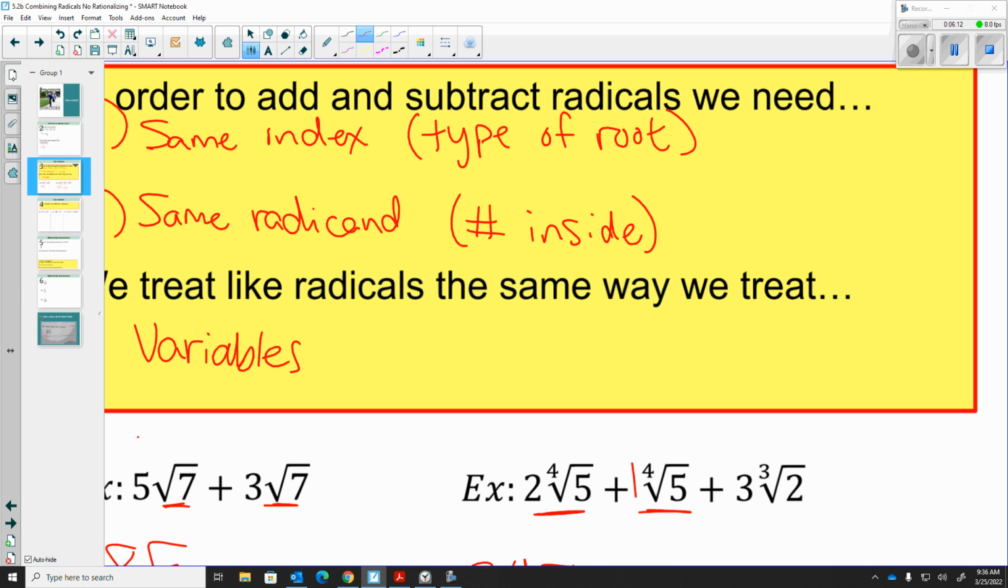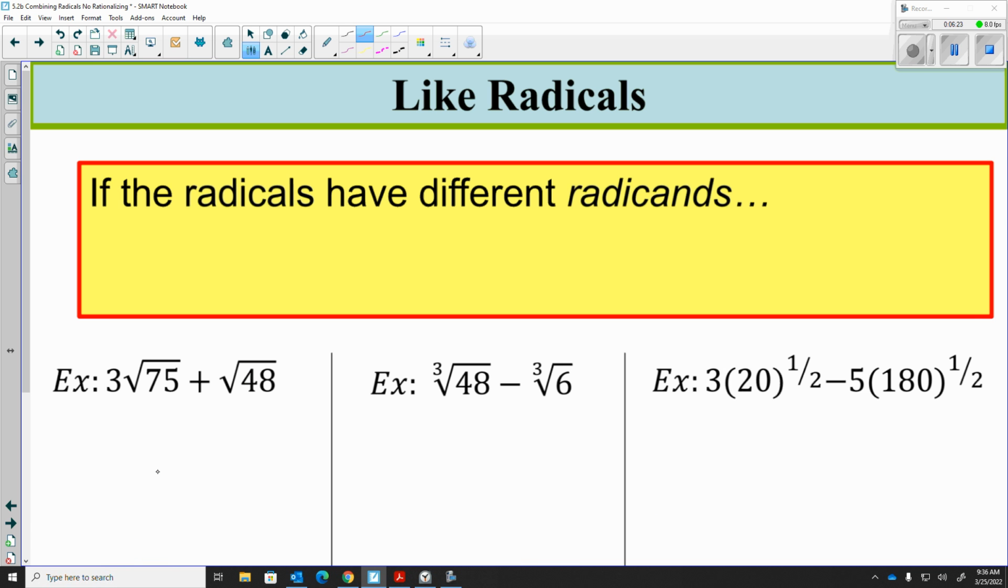Not always that simple. What if they're different? Can you put these together? No, why not? They're not the same radicals. They're not like radicals. But there's a trick. We're not screwed if they're different. We can figure something out. We can get a little bit creative. Use some of the skills that we've developed to force them to match.